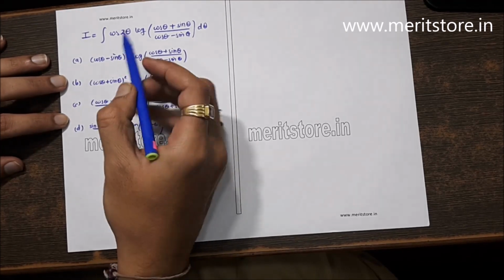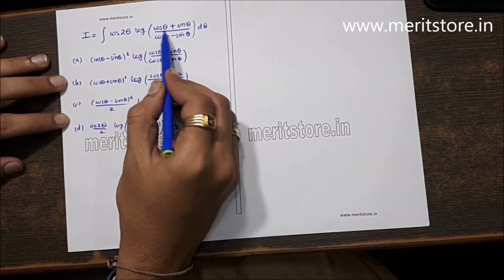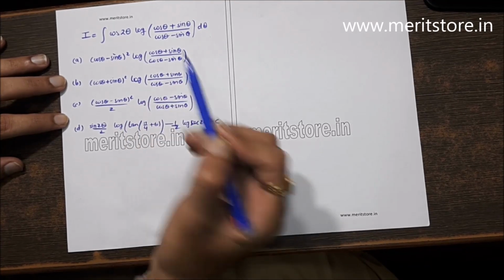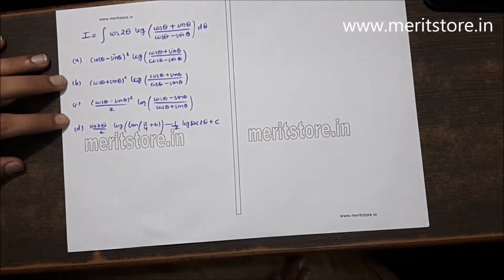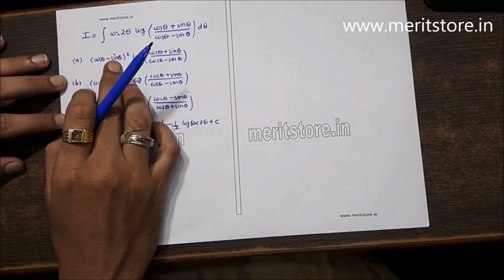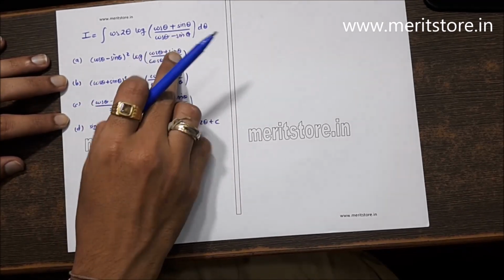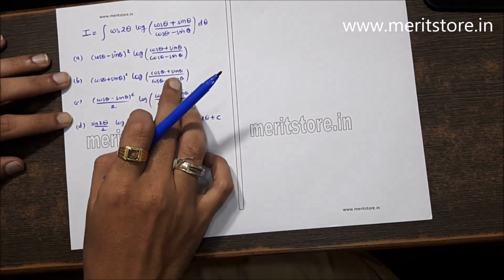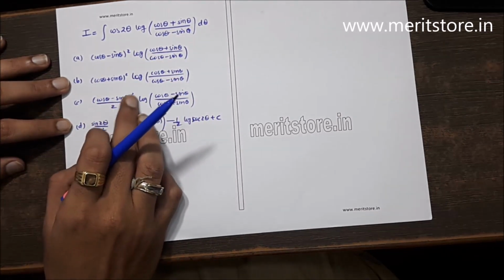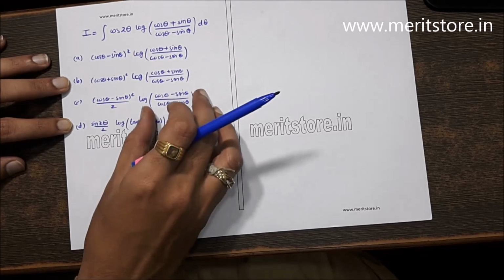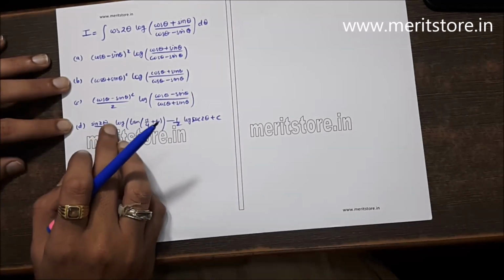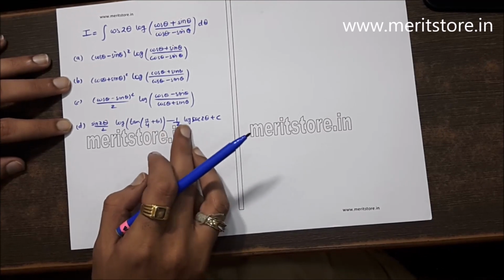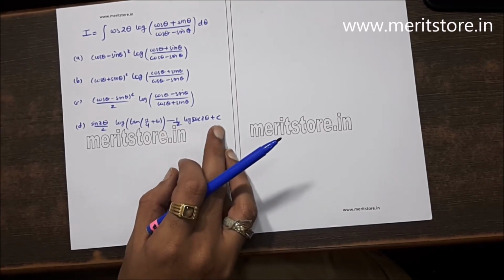Integral of cos 2 theta log of (cos theta plus sin theta) upon (cos theta minus sin theta) d theta. We have the options as follows: (cos theta minus sin theta) whole square log of this term, (cos theta plus sin theta) whole square log of the same term, (cos theta minus sin theta) whole square by 2 and the log of this entire term, and sin 2 theta by 2 log of tan (pi by 4 plus theta) minus half log mod sec 2 theta plus c.